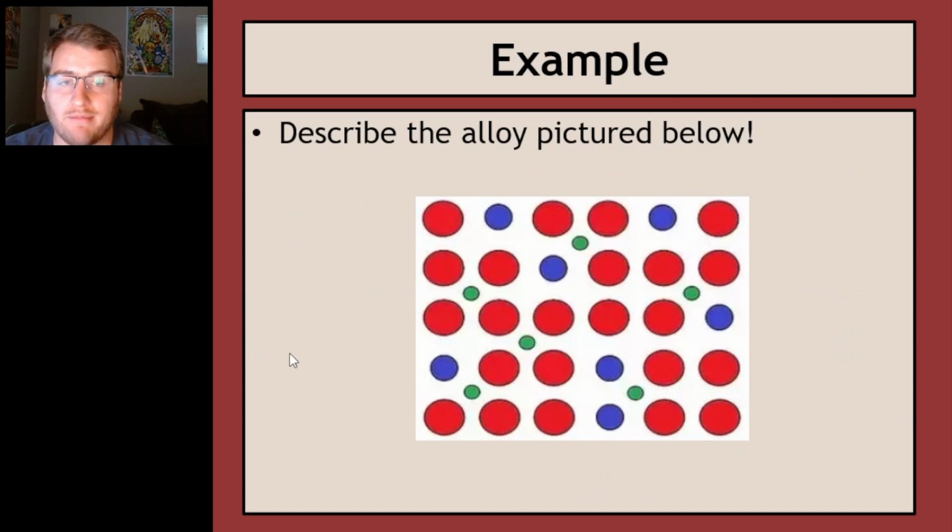So if we're trying to describe this alloy pictured here, we have three different colors going on. What you would say is that the blue are just replacing red atoms. So this alloy is substitutional when you're thinking about the red and the blue together. But the green are going in the gaps in between the red and blue atoms. Because of that, this alloy is also interstitial. So this would actually be a version that is both. This alloy is substitutional, the blue atoms, and interstitial, the green ones.